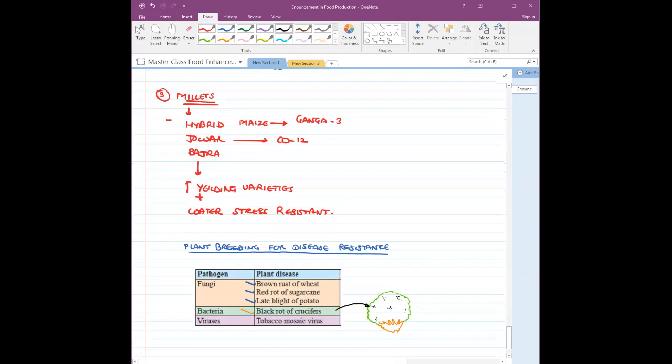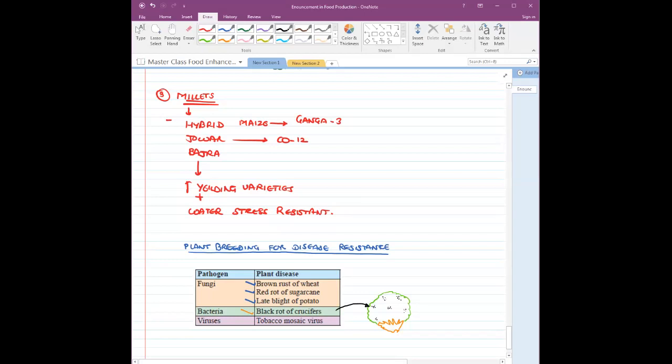Okay, so we don't use this part. We generally cut this thing off, and then only you are going to use that cauliflower. But then this is nothing but black rot of crucifers. Okay, and then finally we have your viruses.